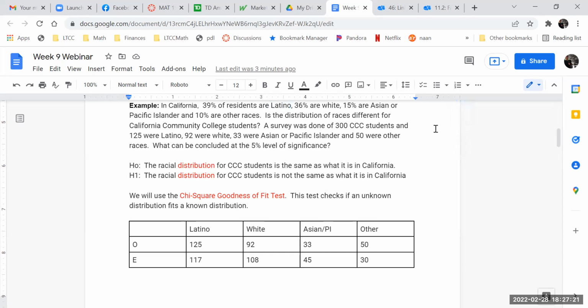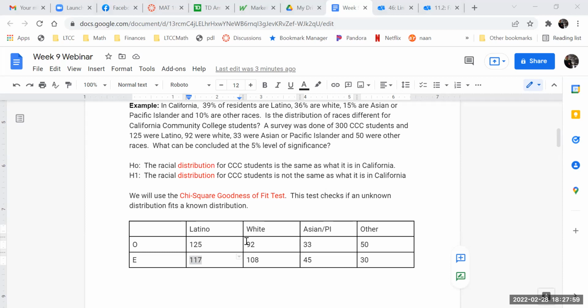Any questions on that idea? So you take 0.39 times 300. And if I take 0.39 times 300, I get 117. So let me stop. Are there any questions on how I came up with that 117? Any questions on that? Okay, again, I always like you to have questions if you do have questions, so please ask.